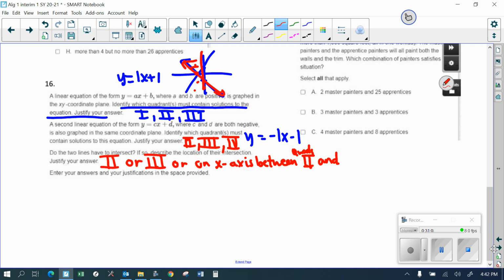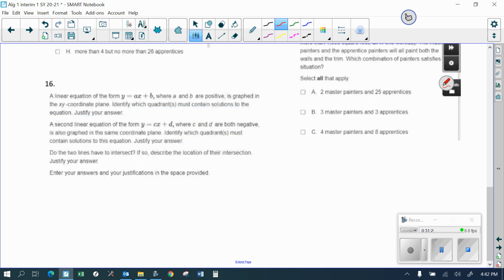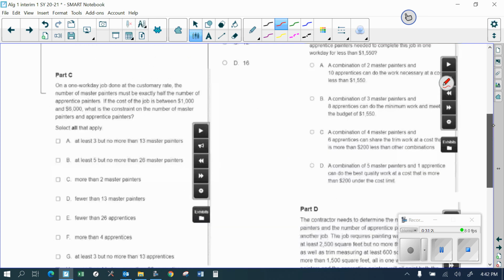So you can't just say x-axis, because this is the x-axis over here as well. It's not over there. It's between quadrants 2 and 3 on the x-axis. And that's going to depend on what A, B, C, and D are. Okay, so that would be that answer. All right, now let's go back to 15 here.